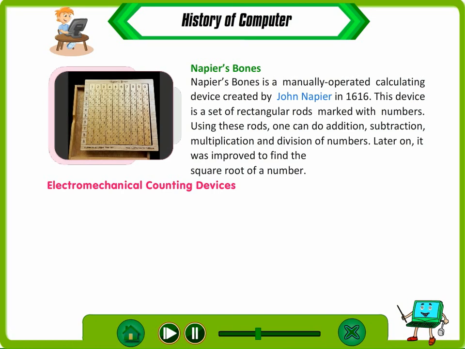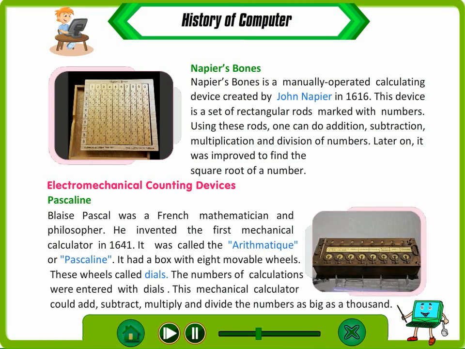Electromechanical counting devices. Pascaline. Blaise Pascal was a French mathematician and philosopher. He invented the first mechanical calculator in 1641. It was called the arithmetic or Pascaline. It had a box with 8 movable wheels, called dials. The numbers for calculations were entered with dials. This mechanical calculator could add, subtract, multiply and divide numbers as big as 1,000.